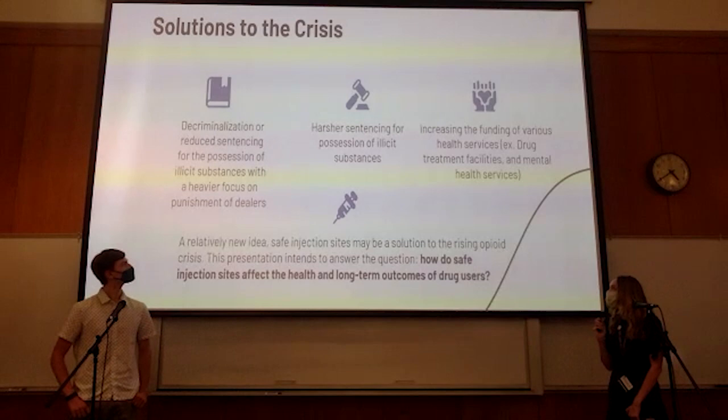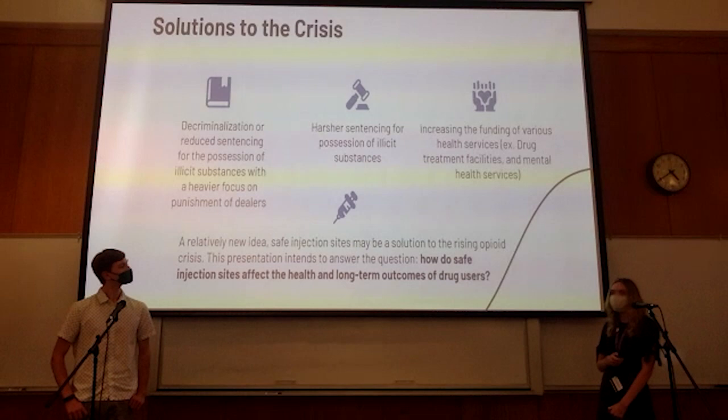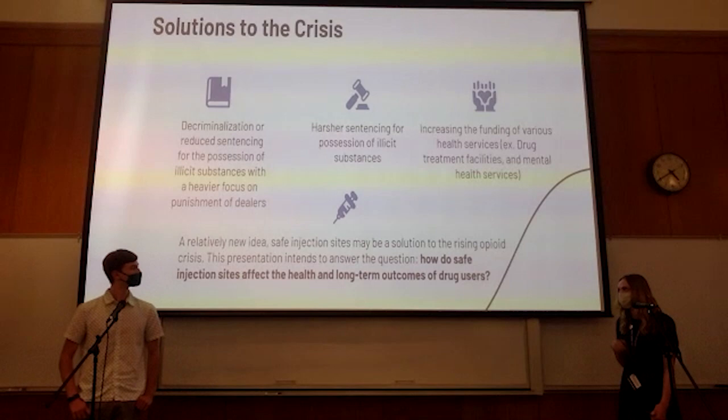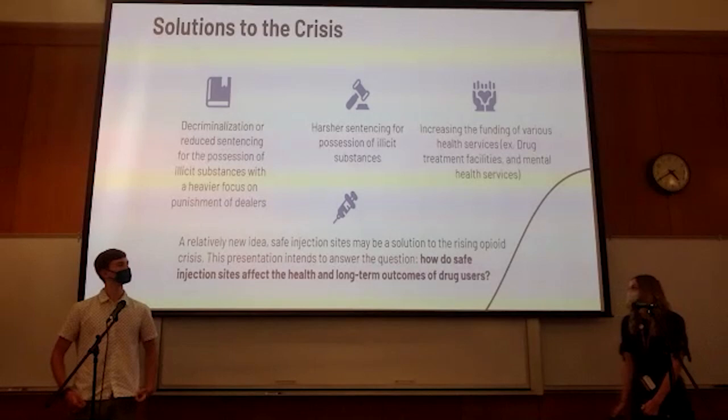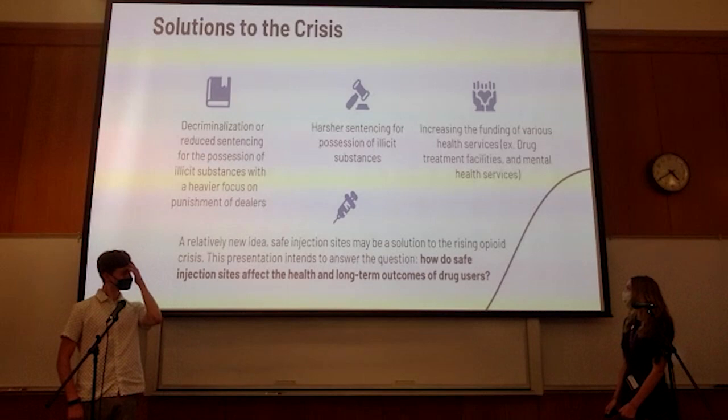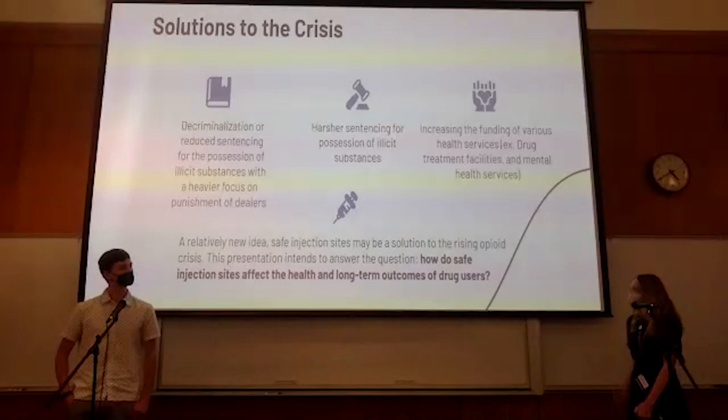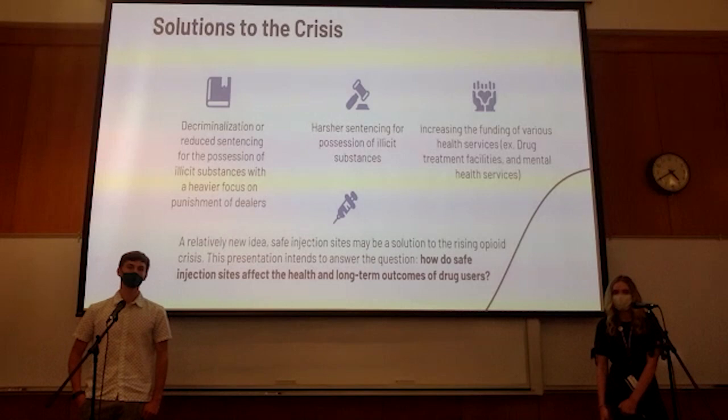So, how do we fix the problem? There's a couple ideas that have been tossed around. One of them is the decriminalization or reduced sentencing for those who possess drugs, placing a harsher sentencing on those who deal drugs. Secondly, others argue that we need harsher sentencing for possessing the drugs. Whereas the more common approach that we're hearing now is increasing the funding for health services and treating it with mental health services, because addiction is a mental health disorder.